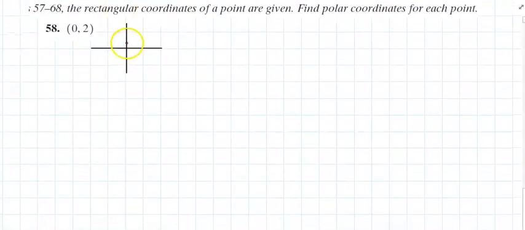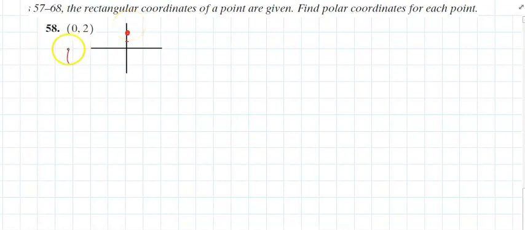So, the point 0, 2. Again, they started with a special point. I really don't need any work. I could say, if I want to convert this to r and theta, rotate to pi over 2, and move 2 units, and there it is. Of course, there are an infinite amount of answers, but this is the simplest way.